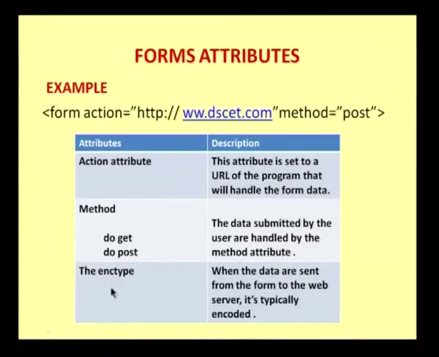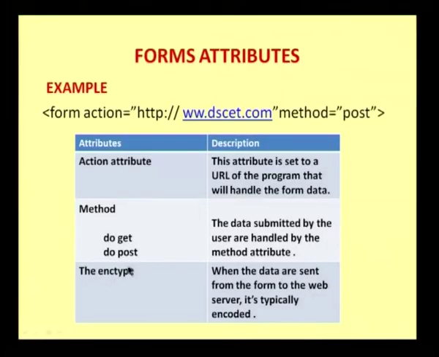And the third attribute is ENCTYPE. When we are sending some data to the server, it should be encoded so that the server can understand. So, which type of encoding method we are going to use? All this encoding information will be given within this ENCTYPE attribute.